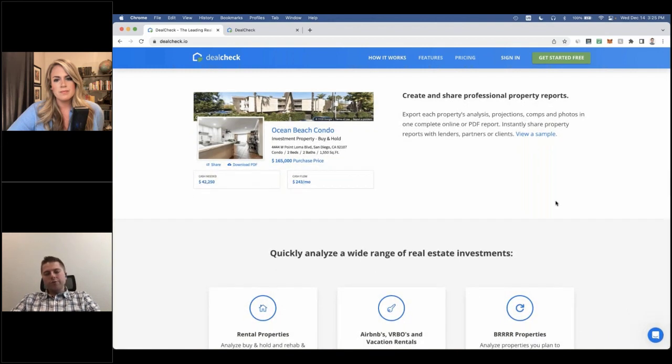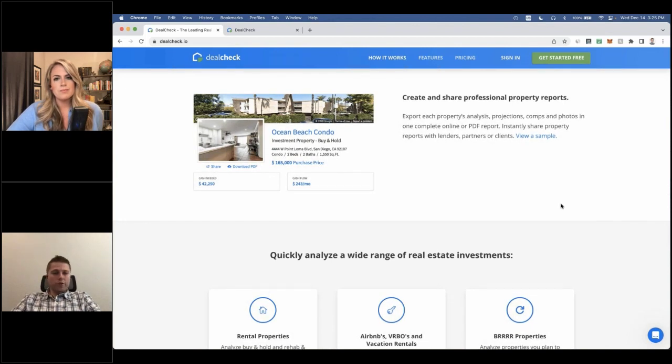A lot of folks use this tool when they're working with lenders to help them get financing for their properties. Lenders love these reports because they're so in depth and have all the metrics that a lender would want to see. Or if you're investing with partners, perhaps, or just your spouse, and you'd like to share a property with them, this is a great way to do so.